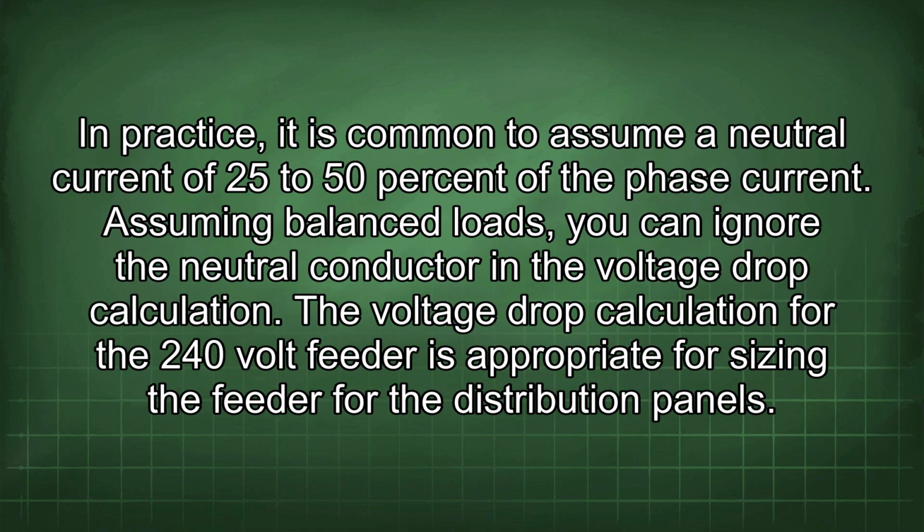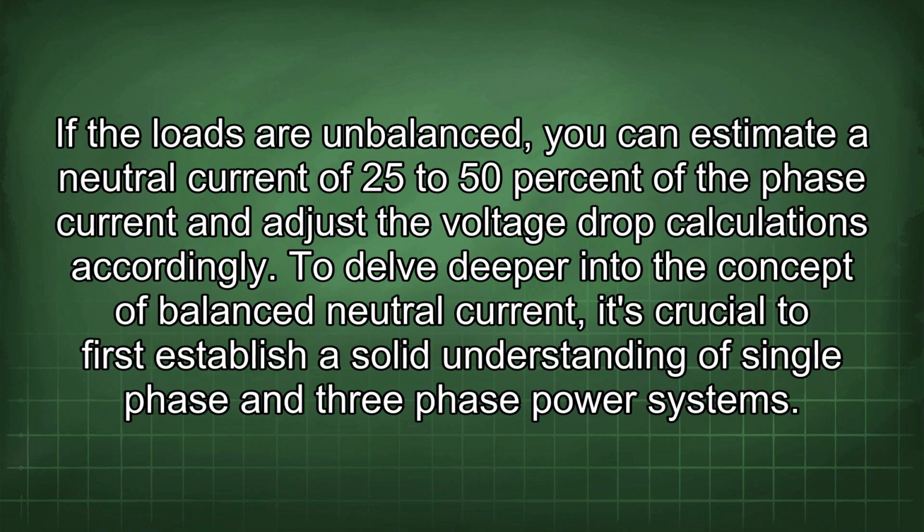In practice, it is common to assume a neutral current of 25 to 50% of the phase current. Assuming balanced loads, you can ignore the neutral conductor in the voltage drop calculation. The voltage drop calculation for the 240 volt feeder is appropriate for sizing the feeder for the distribution panels. If the loads are unbalanced, you can estimate a neutral current of 25 to 50% of the phase current and adjust the voltage drop calculations accordingly.